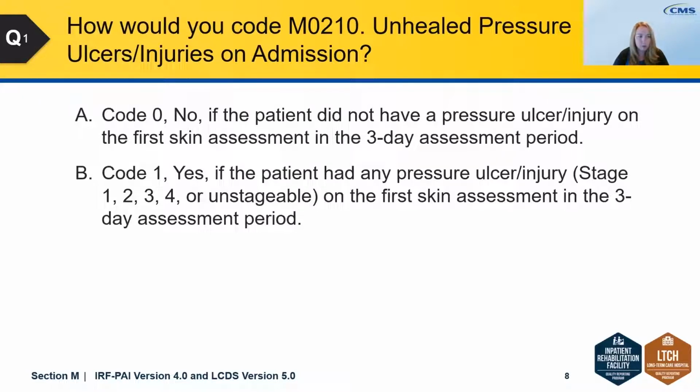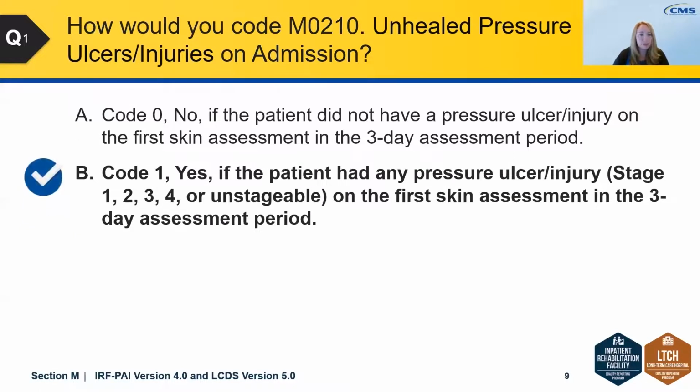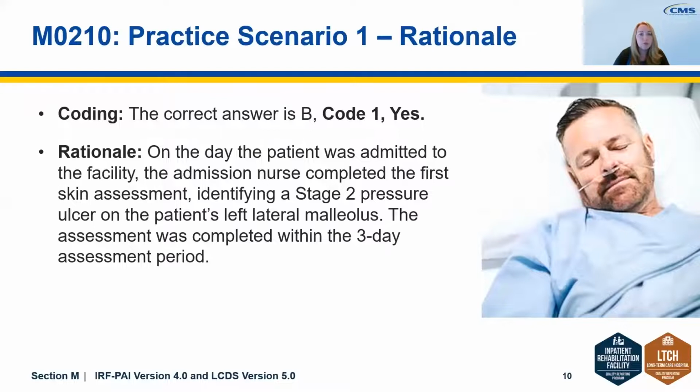All right, so why don't we close out the poll? And great, so we can see that 96% of you answered B, code 1-Yes, and that is the correct code. The reason that B, code 1-Yes is the correct answer is because on the day the patient was admitted to the facility, the admission nurse completed that first skin assessment and identified a stage 2 pressure ulcer on the left lateral malleolus. So the assessment was completed within the 3-day assessment period, so M0210 would be based off the presence of that stage 2.